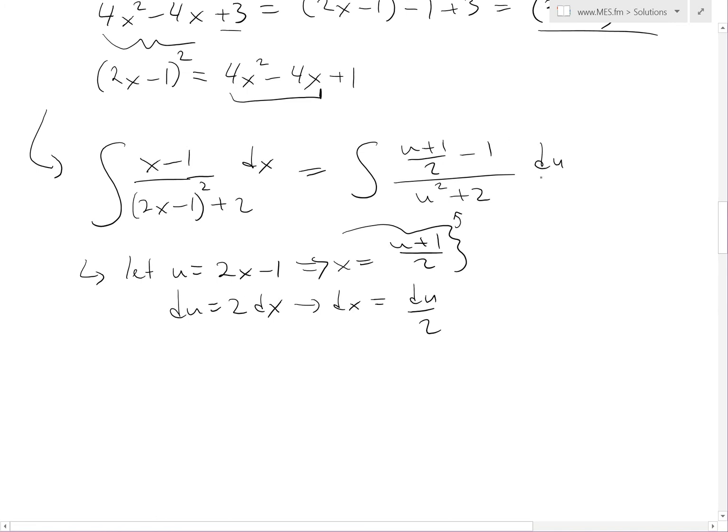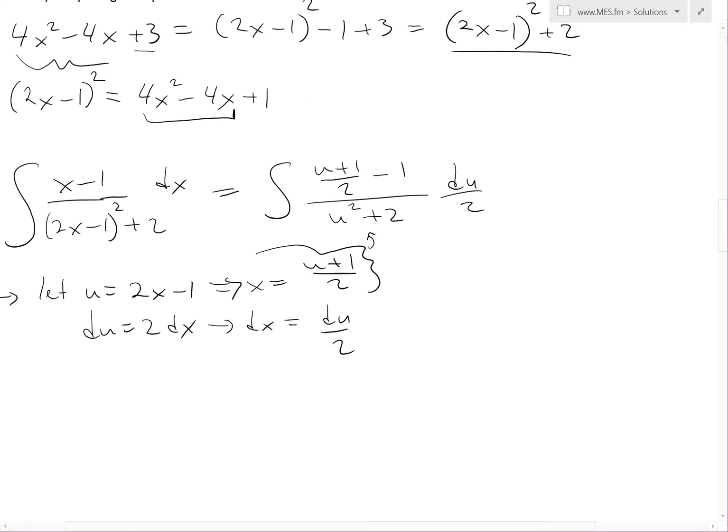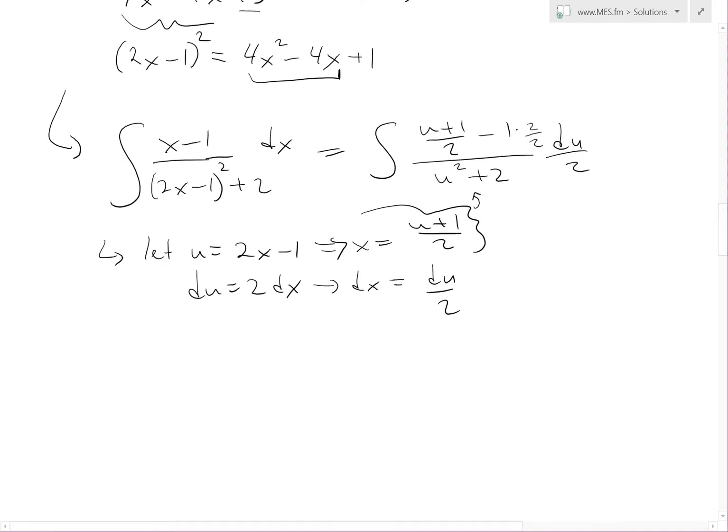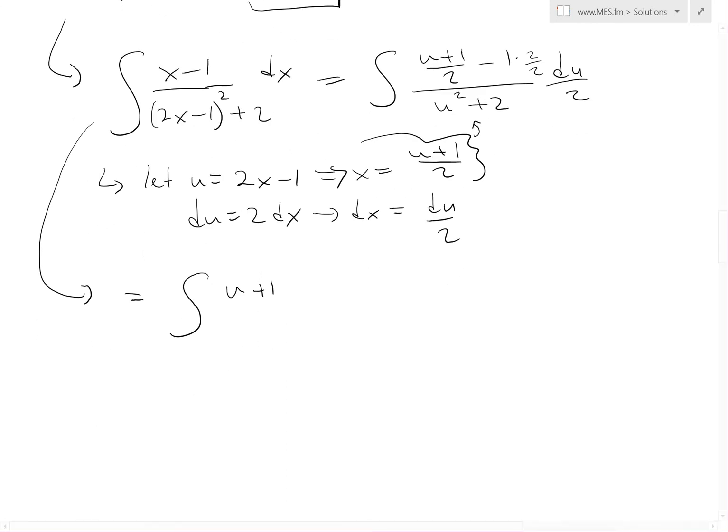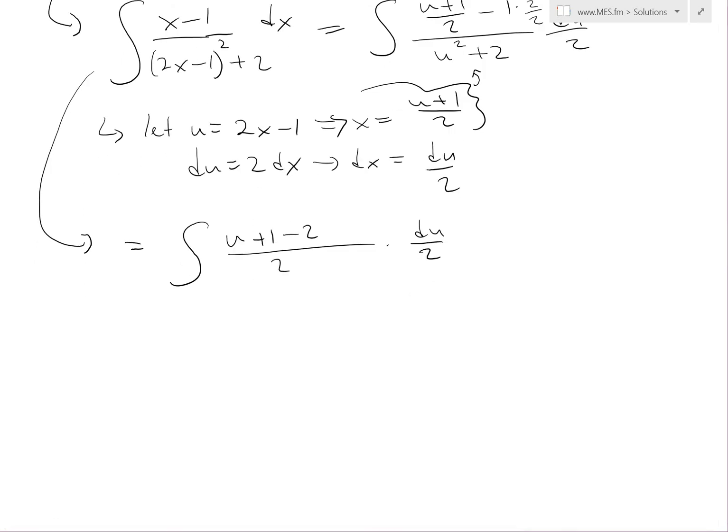So I'll just put the 2 right here. Now what we can do here is add the common denominator, multiply by 2 over 2. So we get here 2u plus 1. So we can take this 2 out, or just leave it right here. This is going to be du over 2, and then this is minus 2, all over u squared plus 2.